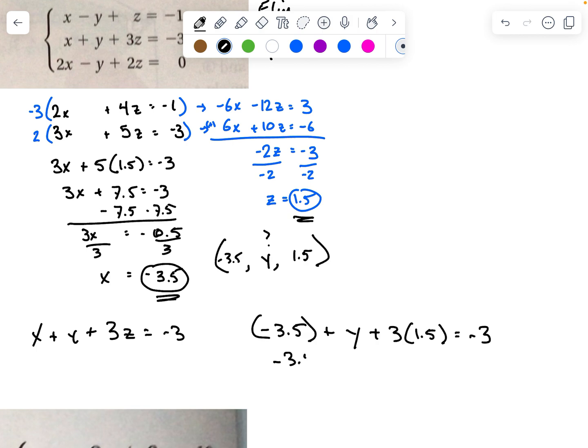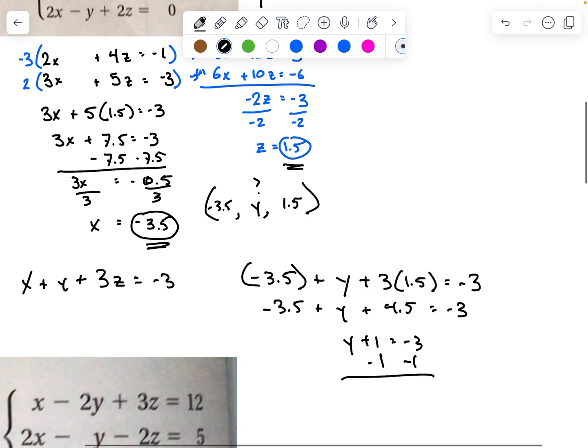So negative 3.5 plus y plus 4.5 is negative 3. This guy and this guy add up to be positive 1. So I end up with y plus 1 is negative 3. A little minus 1 to both sides, minus 1. And we end up with y equals negative 4.